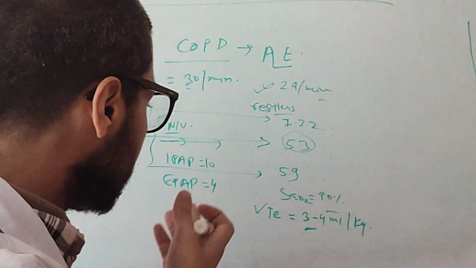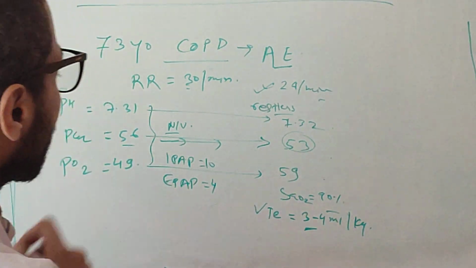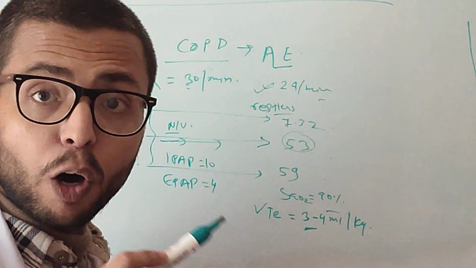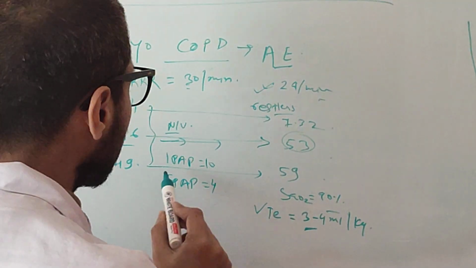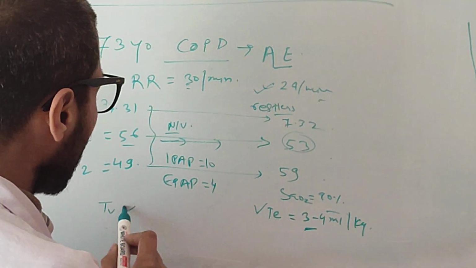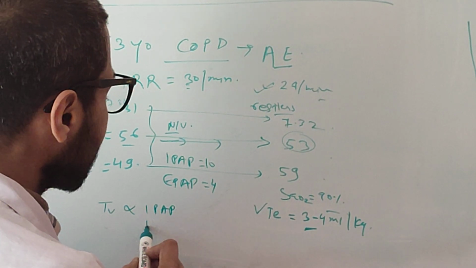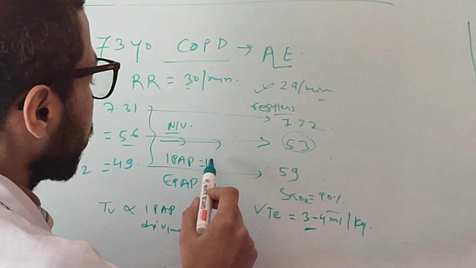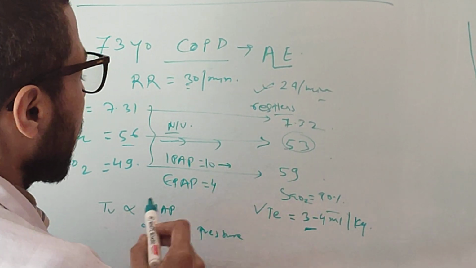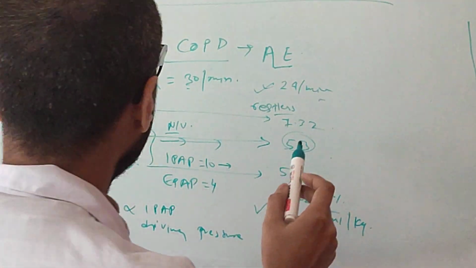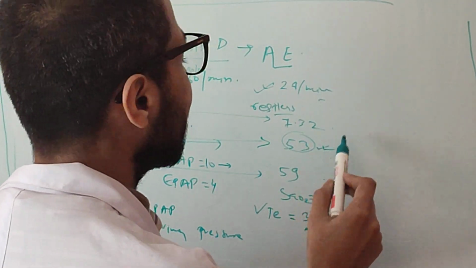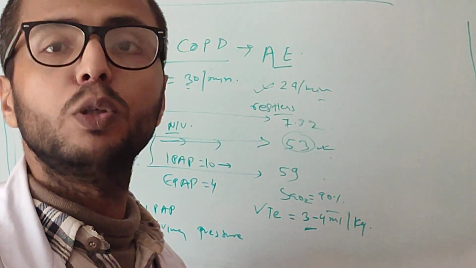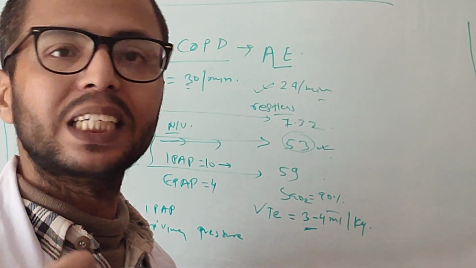So it is low tidal volume. So in this case, what you have to do? You have to increase the tidal volume. To increase the tidal volume, you know tidal volume is a function of IPAP and driving pressure. So you have to increase the IPAP to increase the tidal volume. And here you can see CO2 is 53, still high. So you have to wash out CO2. To wash out CO2, what you need to do? You need to increase EPAP, expiratory positive airway pressure.